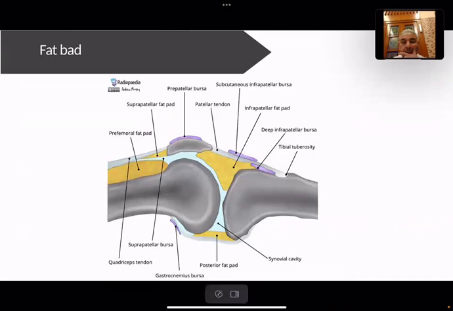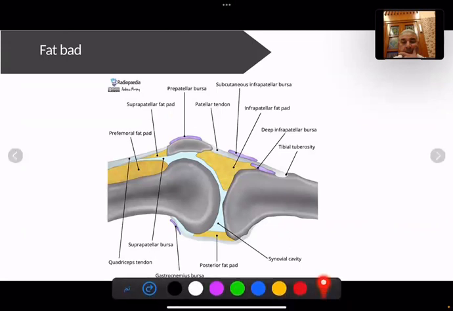Fat pad. The bones of the joint are surrounded by fat pads, the suprapatellar fat pad and the infrapatellar fat pad. The suprapatellar fat pad is divided by the suprapatellar bursa into the suprapatellar quadriceps fat pad and the prefemoral fat pad, and the infrapatellar fat pad lies between the patellar tendon and the articular bone, the pad of Hoffa.